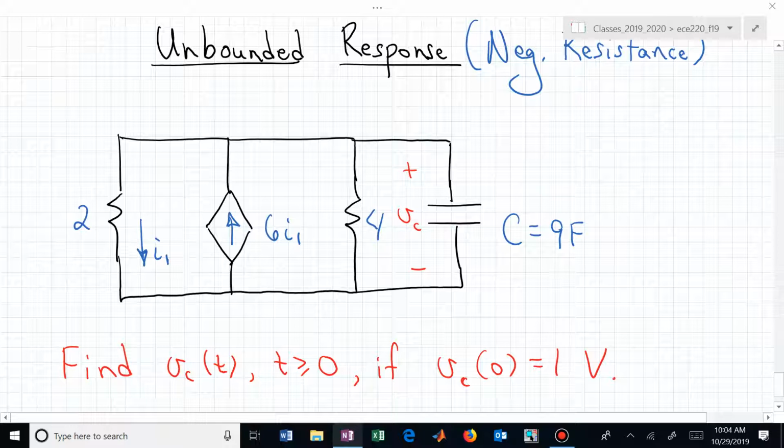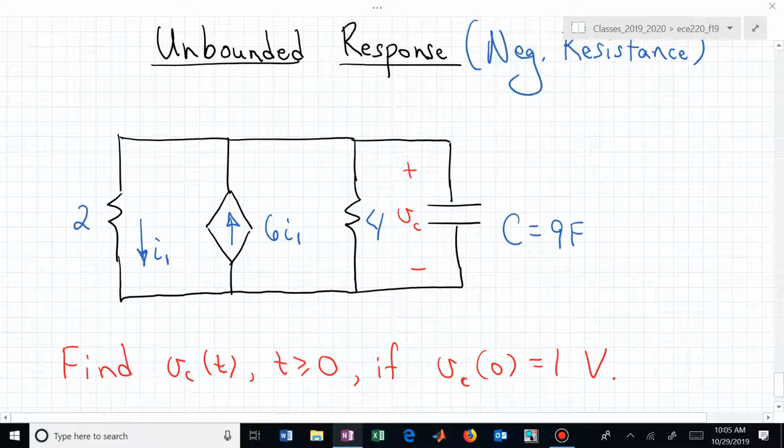What kind of behavior would you expect this to present? Do you see any independent source? There's no constant source, so you're not thinking anything like a step response behavior. You're saying, okay, well, I have a dependent source. Oh, great. Now what do I do?